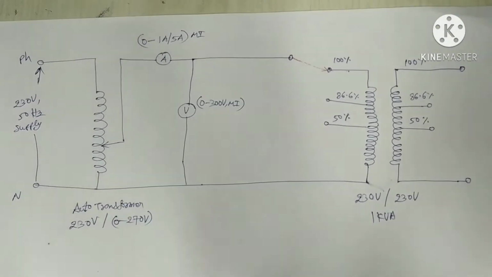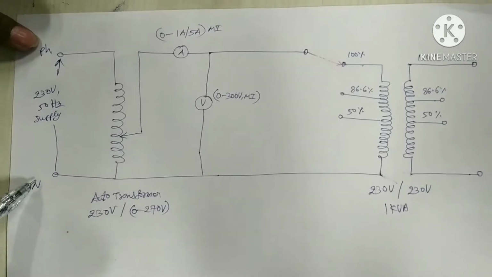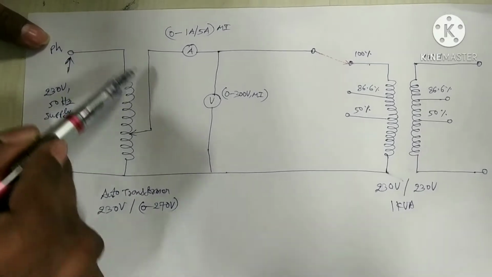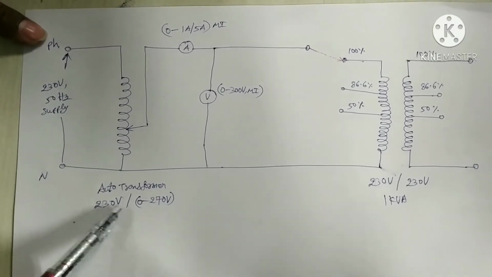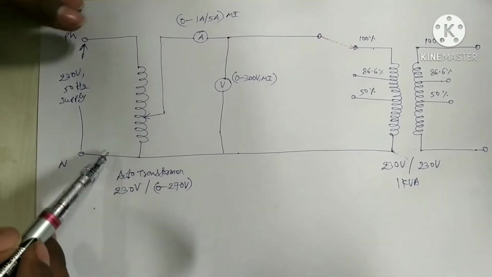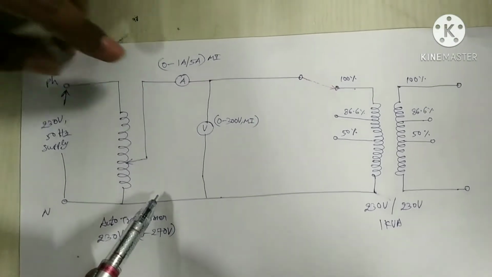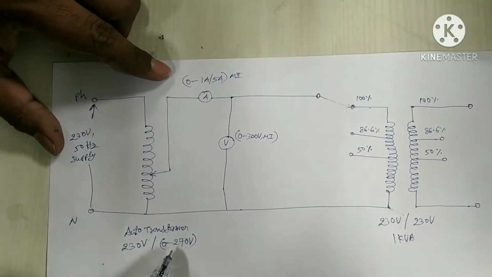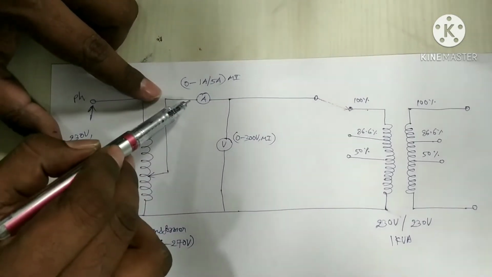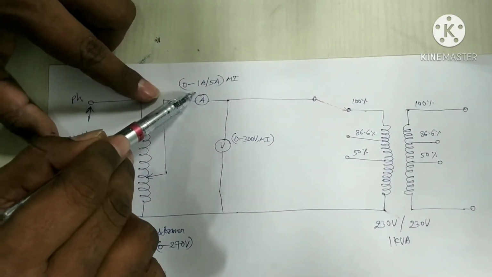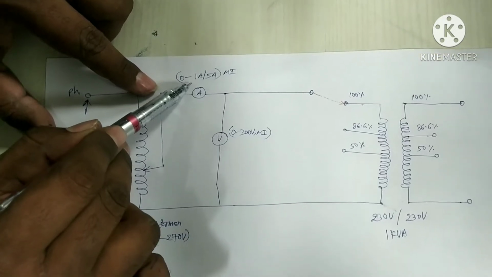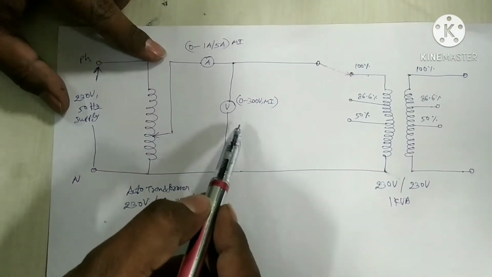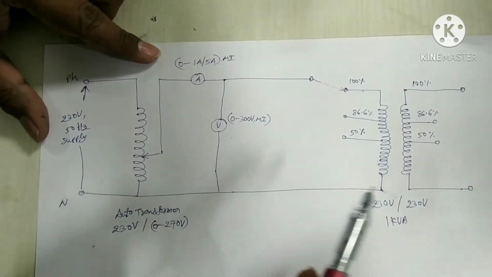For the experiment, here in between phase and neutral we have a 230 volts 50 Hz supply, and this is our auto transformer, 230 volts by 0 to 270 volts. Input is fixed to 230 volts, and from the output we can adjust the auto transformer output from 0 to 270 volts. And here we are using the 0 to 1 ampere moving iron or 0 to 5 ampere moving iron type ammeter, and we are going to use the 0 to 300 volts moving iron type voltmeter.